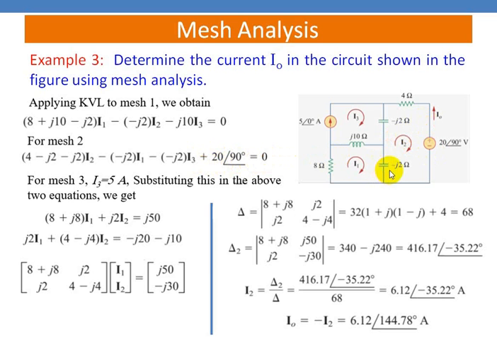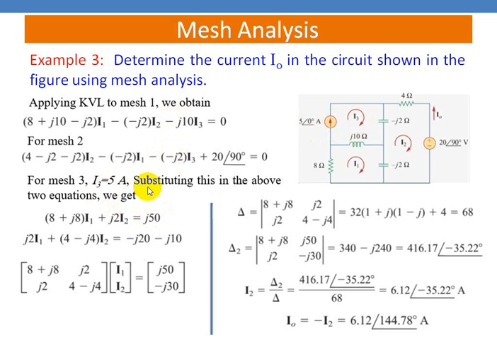Now coming to this mesh, the current is I3 and already a current source is present in one of the branches. So this current direction and this direction are the same. Therefore, I3 will be equal to 5 at an angle 0 degree. So I3 is 5 at an angle 0 degree, so simply we can call it 5. Now you substitute this I3 equal to 5 in these two equations.